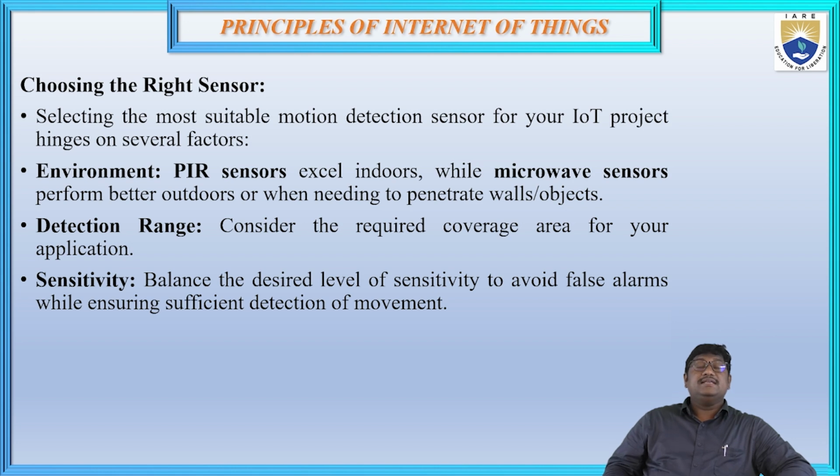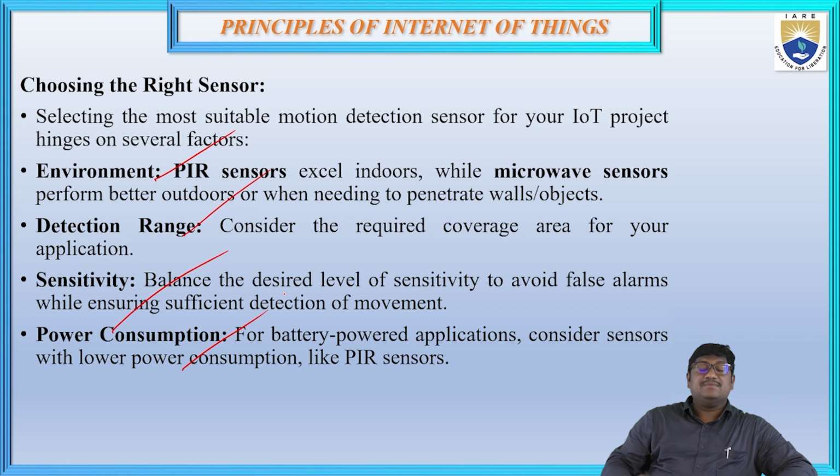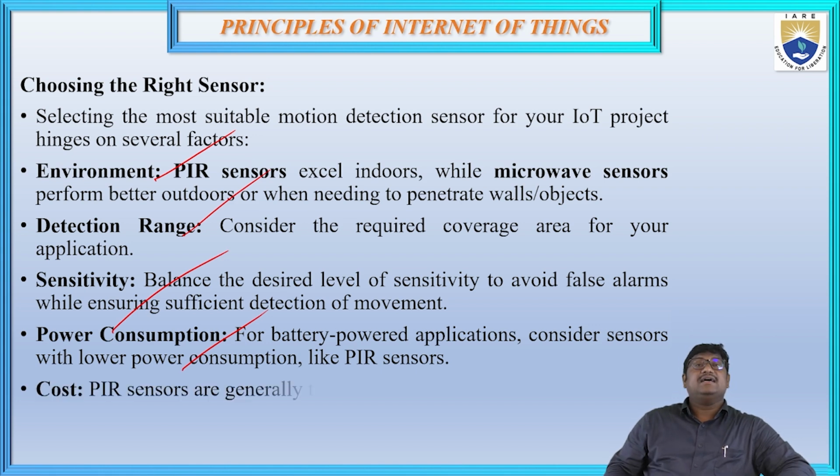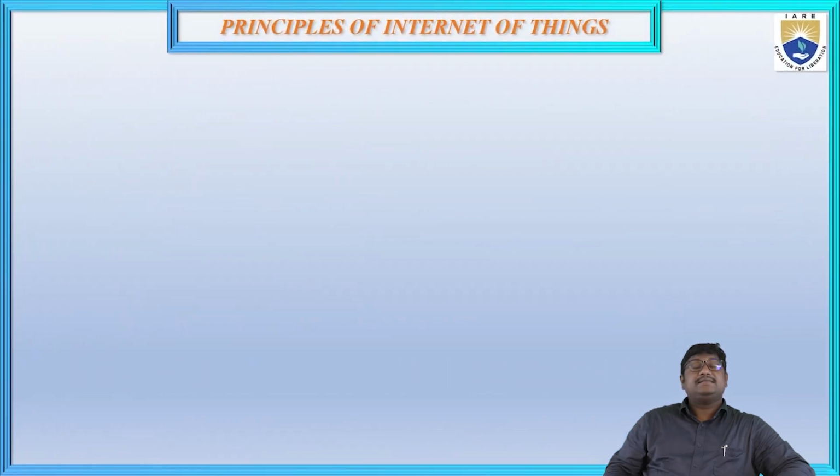And coming to how to choose a particular sensor for your particular need, at that time you need to know what kind of environment it is. PIR sensors are going to be used indoors. And coming to microwave sensors, which perform better outdoors, which is needed for penetrating walls. Detection range has to be considered for choosing the right sensor, and sensitivity has to be considered for choosing the right sensor. Power consumption has to be considered for choosing the right sensor. These are the factors, and also cost, which need to be considered for choosing the right sensor.